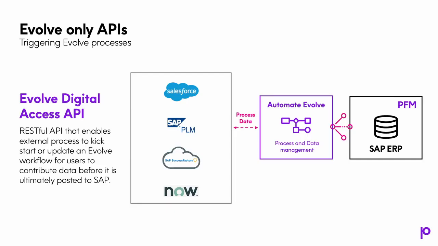One of the key things we know people really appreciate about Evolve is that it's great for creating and managing data and being able to do all of that data review and data approval before it gets posted to SAP. So you don't have to work inside SAP and look at the processes and make any corrections there. It all happens within Evolve before it gets posted to SAP. And again, when you're dealing with data coming from other systems of record, whether it's Salesforce or PLM or ServiceNow, or you name any number of sources where you need to kick off a workflow, the Evolve Digital Access API is perfect for that.